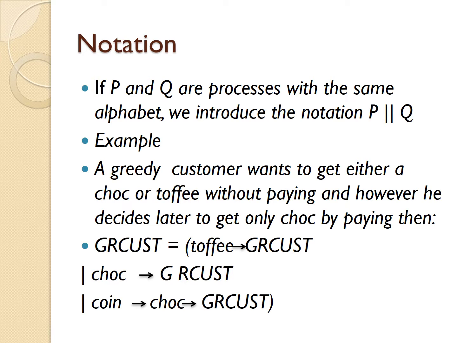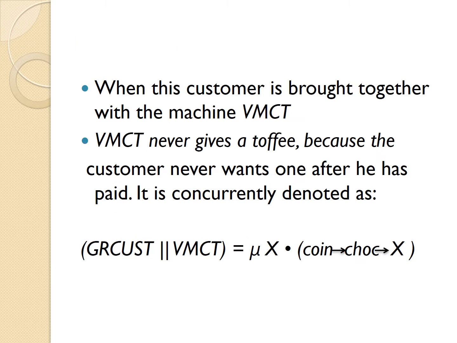Greedy customer equals toffee or chocolate, the first thing without paying. After this, if you insert the money you want only chocolate, so coin chocolate greedy customer. The notation is clear. Next, when this customer is brought together with the machine, VMCT, meaning vending machine customer, never gives a toffee because that customer never wants one after he has paid. Now it is denoted as greedy customer concurrent vending machine customer is equal to mu x coin chocolate x.